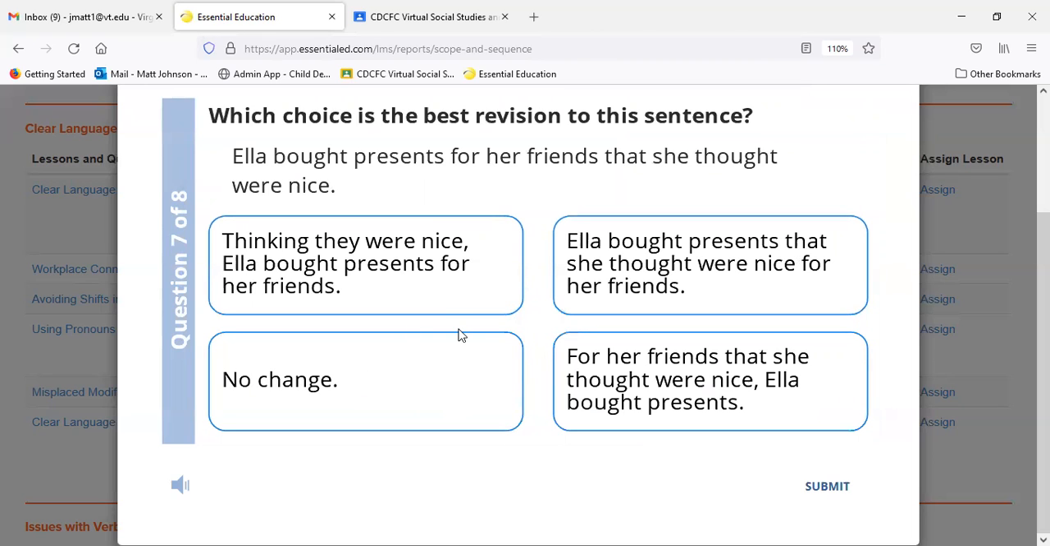Ella bought presents for her friends that she thought were nice. So is Ella only buying presents for her nice friends, or is she buying presents for all of her friends? Is she buying nice presents for her friends? So to clarify that and eliminate the confusion, we say Ella bought presents that she thought were nice for her friends. So rather than just buying presents for her nice friends, she's buying nice presents for her friends.